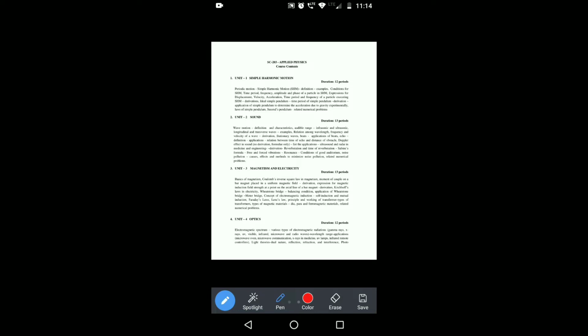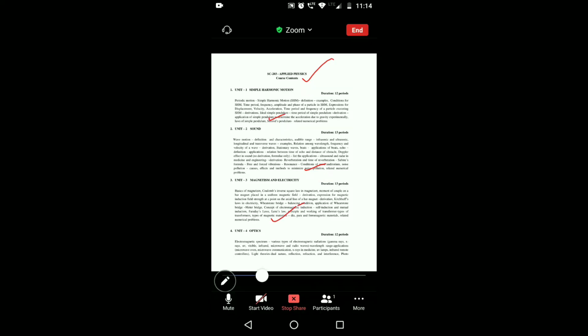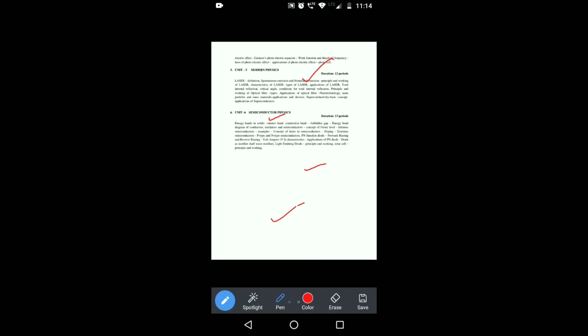I am going to explain the Diploma first year, second semester, Applied Physics and what units there are. First unit is Simple Harmonic Motion. Second unit is Sound. Third unit is Magnetism and Electricity. Fourth unit is Optics. Fifth unit is modern physics. Sixth unit is semiconductor physics. In total you have 6 units.